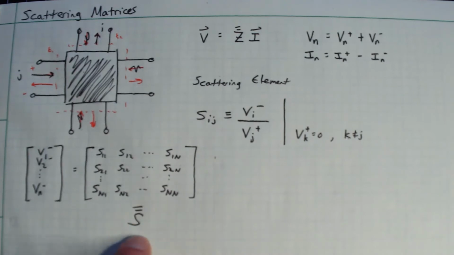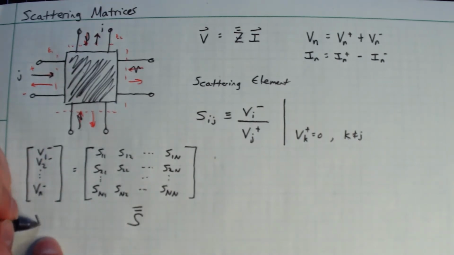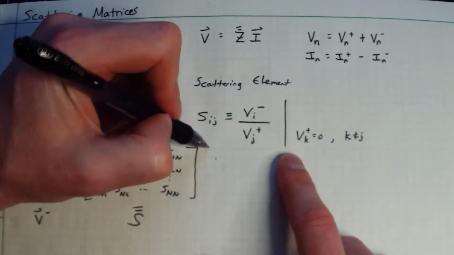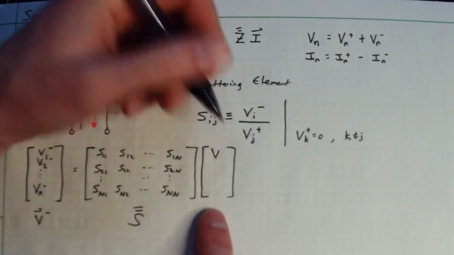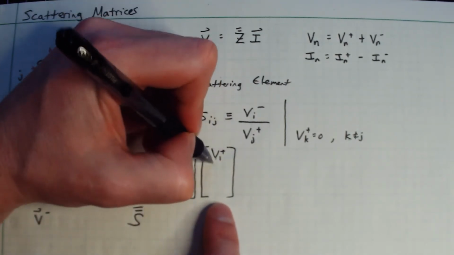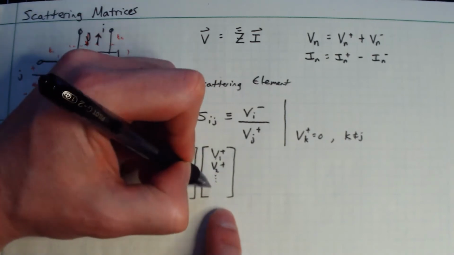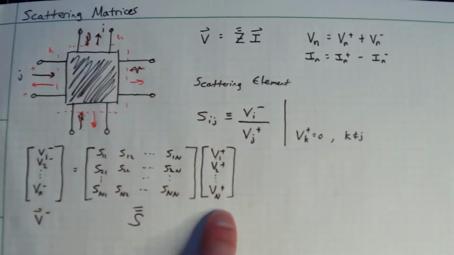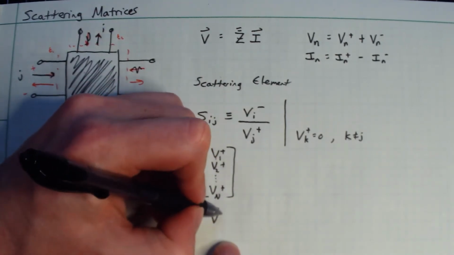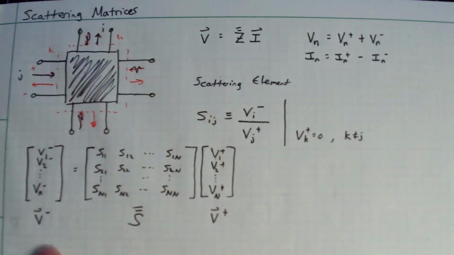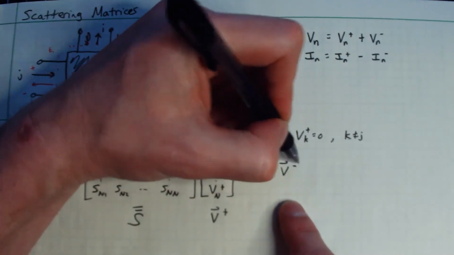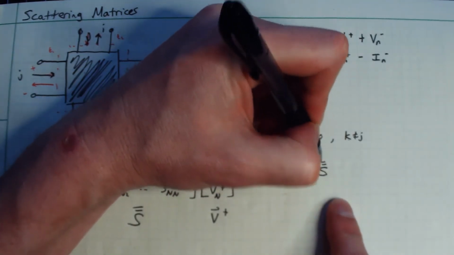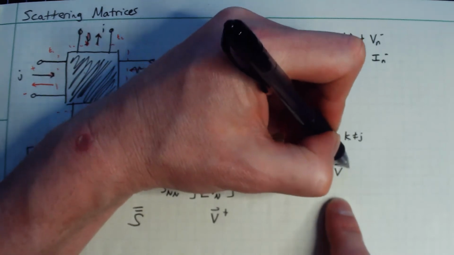So I'm going to denote it with the double bars here. This, of course, will be my reverse voltage propagating vector. And then over here, I have all of my excitation, or my forward propagation: V1 plus, V2 plus, dot dot dot, all the way down to V sub n plus, which we will simply write as V plus. Okay, so we have a nice, simple matrix vector equation of the form V minus is equal to my scattering matrix times V plus.